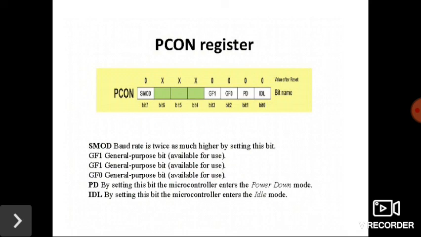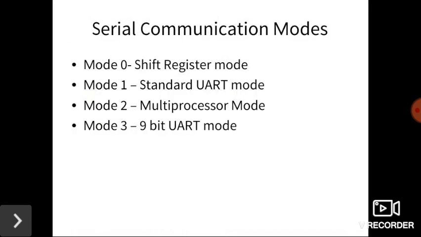Then PD is the power down bit. When this bit is set, power down operation in the 8051 is performed. This is available only in CMOS processors. Then the next one is IDL. IDL is nothing but idle mode. If this bit is set, it activates idle mode operation in the 8051. This is available only in CMOS processors.